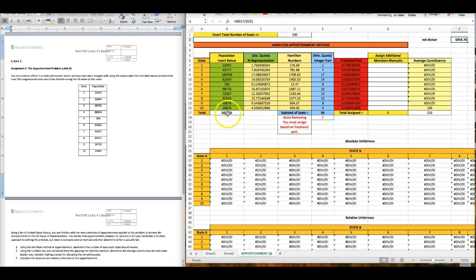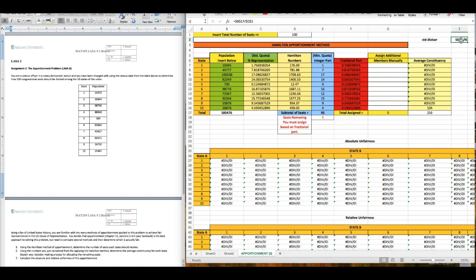And what that represents here, I think I misspoke earlier. So what this represents here is we're taking this total population divided by the number of seats. And so what that represents is, on average, each representative for this congressional organization here is going to be roughly representing about 5,855 people, okay? And so that's what the standard divisor is.